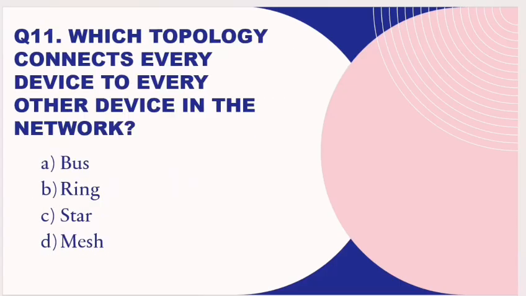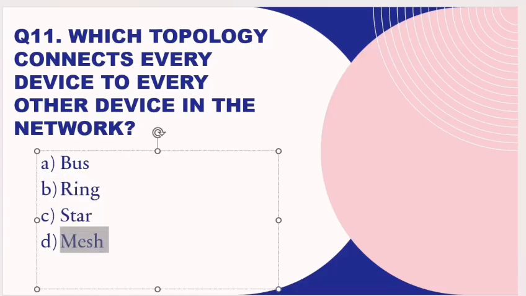Moving on to the next question. Which topology connects every device to every other device in the network? Option A bus topology, option B ring topology, option C star topology, option D mesh topology. I hope you all have guessed the answer right. The right answer for this question is option D, which is mesh topology.